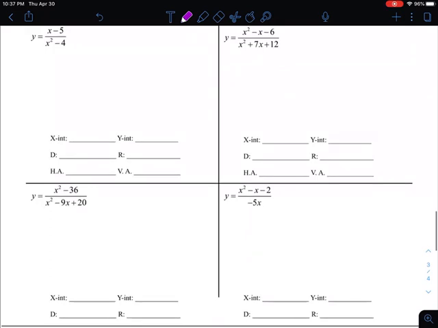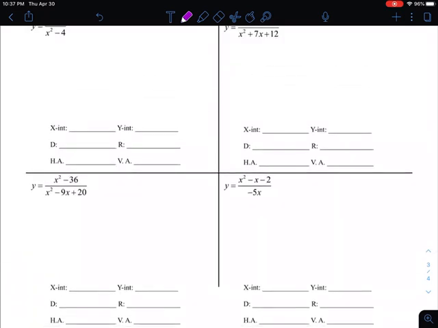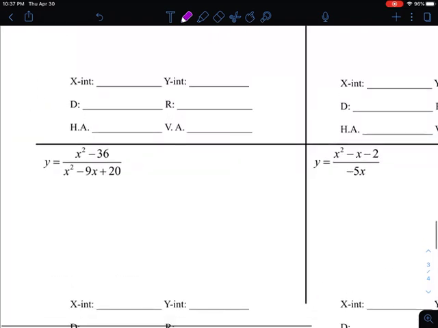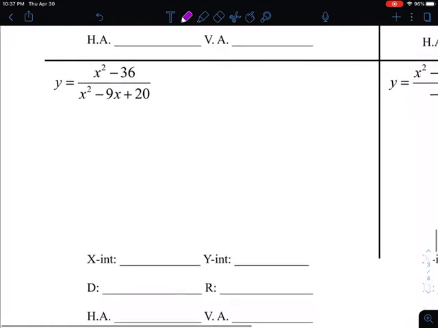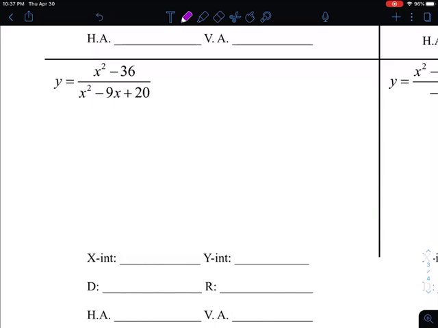All right, and then let's do one more. Let's do one of these bottom ones that are slightly more complicated. Let's say this one right over here. Okay, so this is x squared minus 36 over x squared minus 9x plus 20. So let's first do the y-intercept. It doesn't really matter which one you do first, but how you do them is always going to be the same according to our notes.